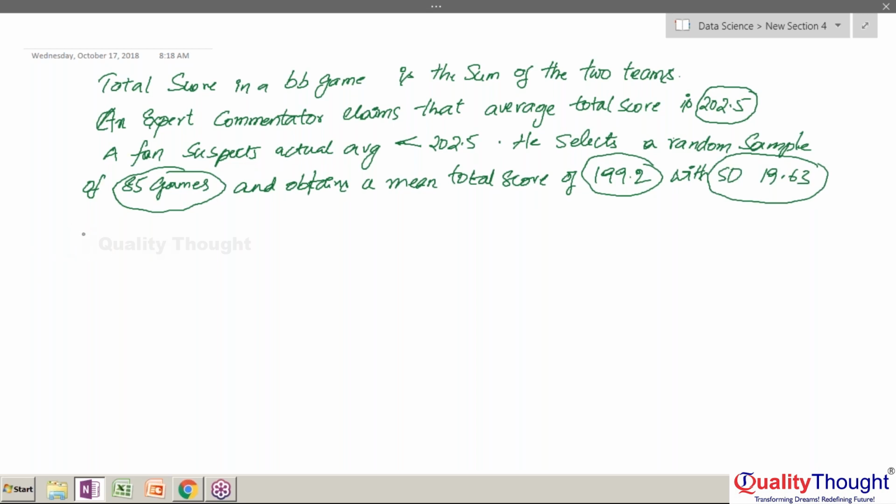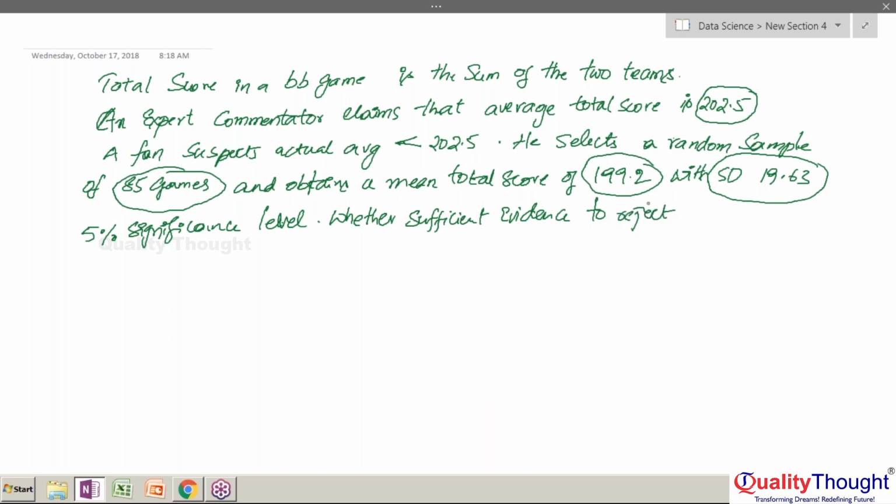We have to determine at 5% significance level whether there is sufficient evidence in the sample to reject the null hypothesis, otherwise to reject the commentator's claim.